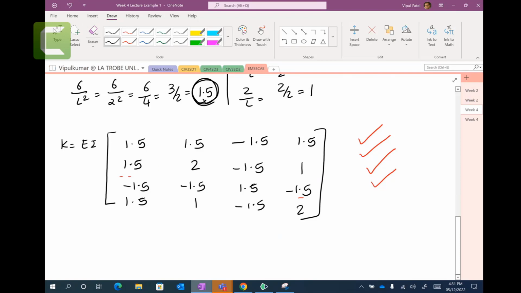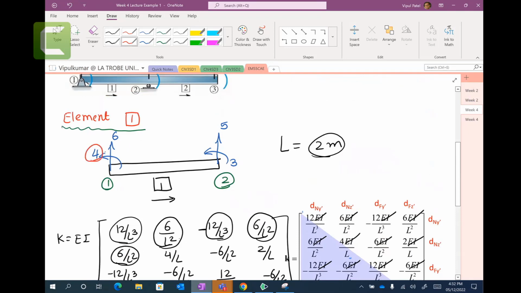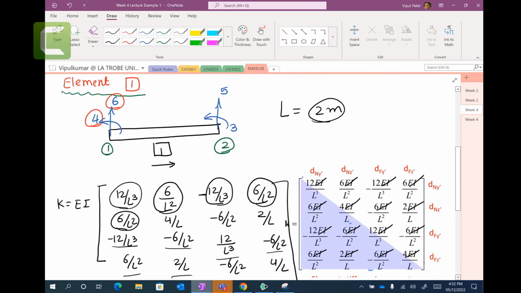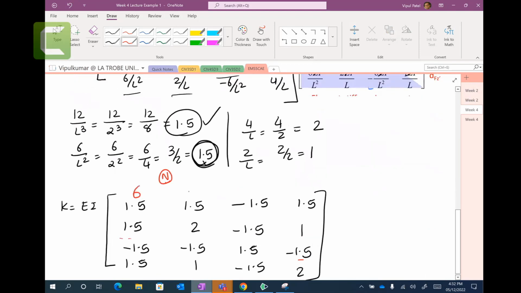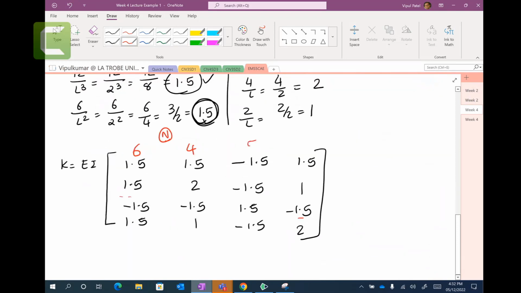Okay. Now a few things I'd like to highlight. This one is your near node. The first 2 columns are the near node, so the near node is 6 and 4. The vertical displacement first, then rotation. So 6 and 4, you understand that? And this one is the far node, vertical displacement and rotation, 5 and 3. So 6, 4, 5 and 3.